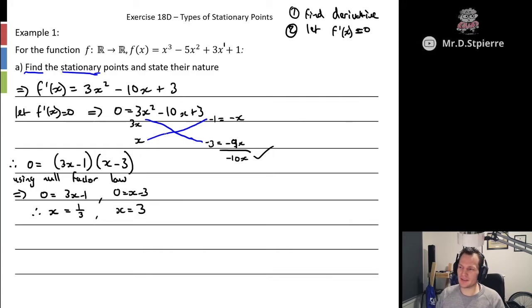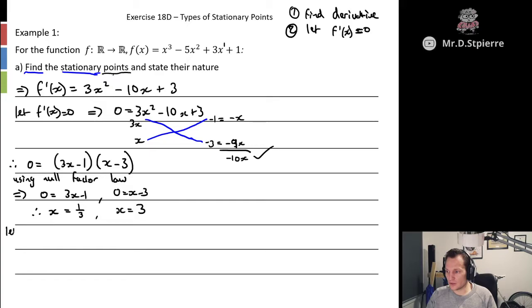To point out here, it's not saying find the coordinates of the stationary points. So the question isn't very clear, but we would want to, because it's using the word point, it's not saying find the x coordinates of the stationary points, it's saying find the stationary point. Point implies a point on the Cartesian plane. So we're going to want to find the y values so that we know the actual coordinates of these. So let's do that. Okay.